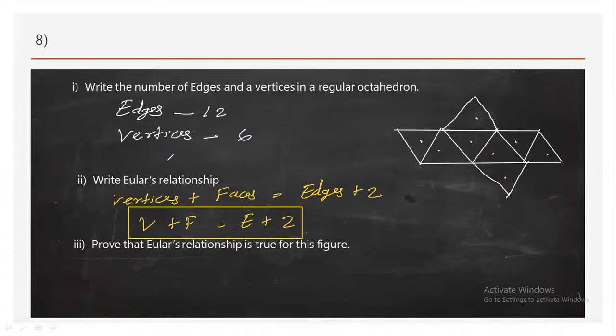So, what is the number of vertices? 6. Number of faces here is 8, because 1, 2, 3, 4, 5, 6, 7, 8 faces are here. Edges 12 plus 2. Look, here 14 and this side also 14. Then Euler's relationship is true for this figure.